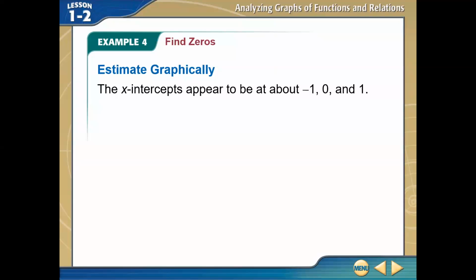And then they ask us to solve it algebraically. Okay. And they've set x cubed minus x equal to 0. You can see on the right-hand side it says let f of x equal 0. That's because the only way we're going to touch the x-axis is if our y value is 0.